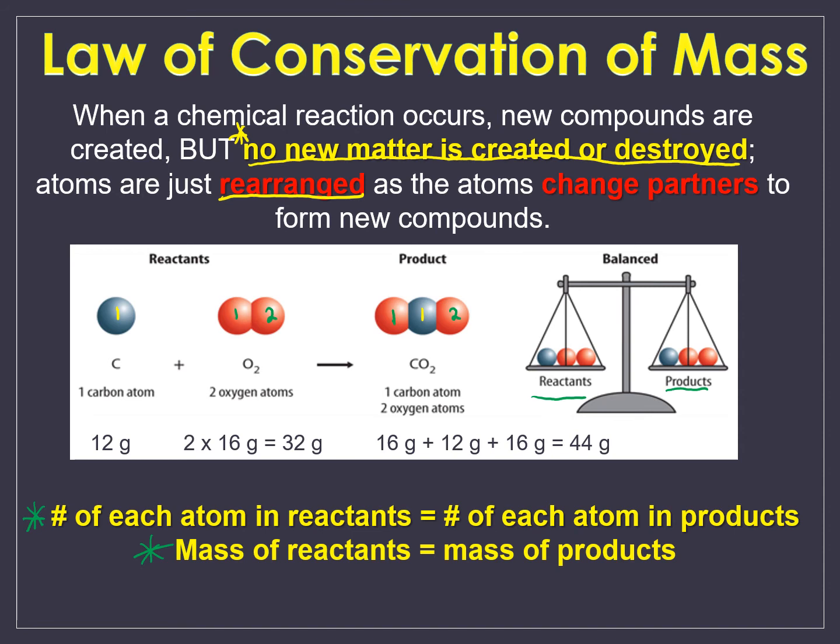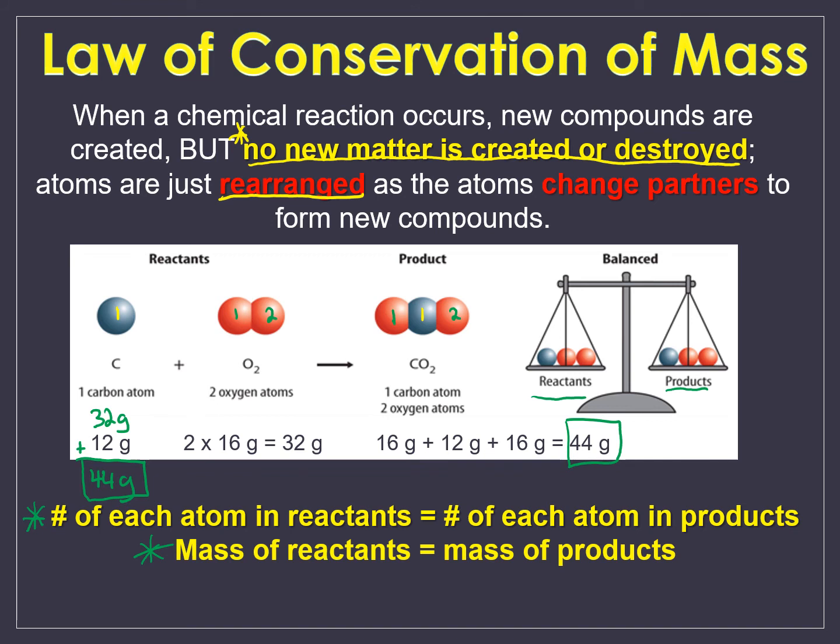And now if I were to take the mass of the reactant and add them up, which I'm going to do, if I take 32 grams, add it up to 12, I get 44 grams. So the mass before equals the mass after the reaction. So again, the mass doesn't change. The mass of the reactants equals the mass of the products.